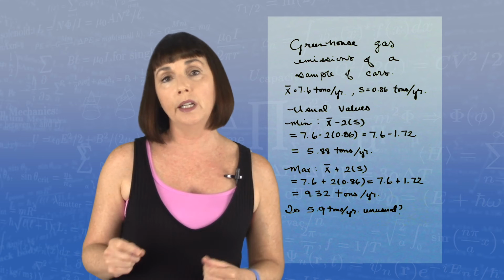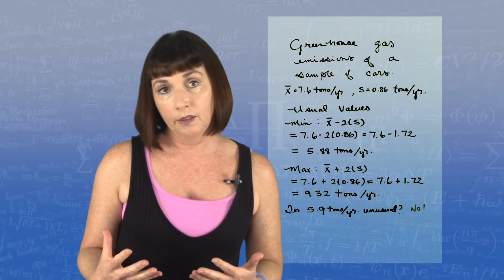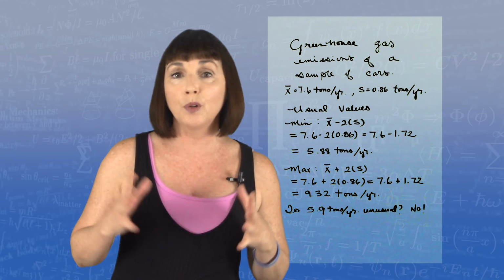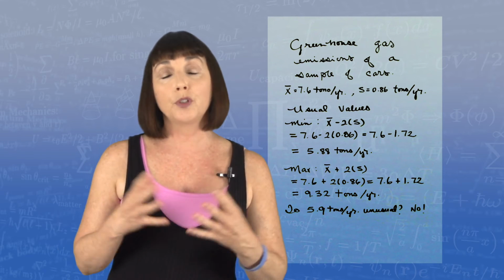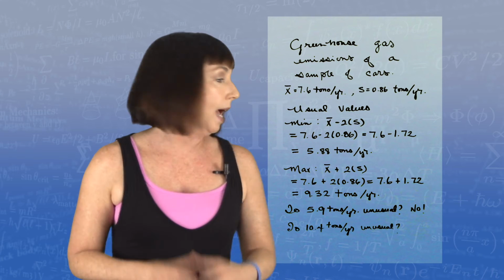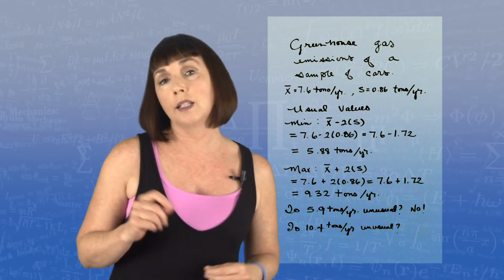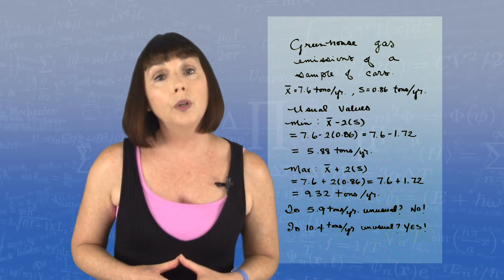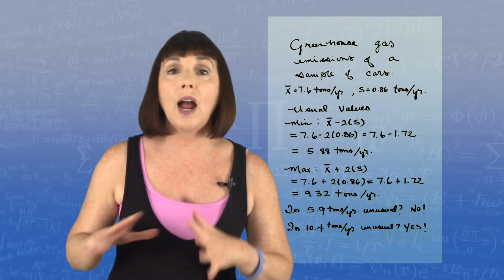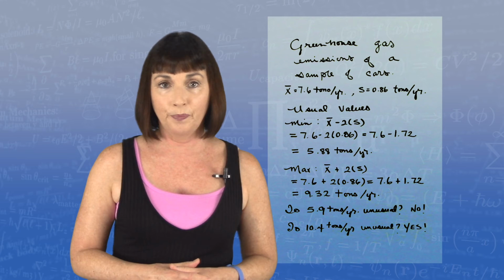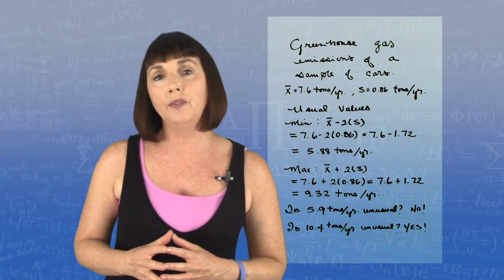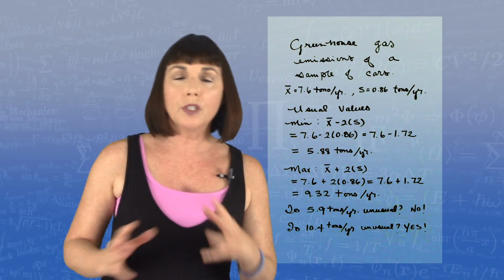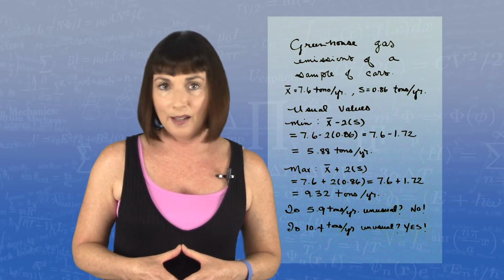Is 5.9 tons per year unusual? No, it would not be unusual because that would be within our range of usual values for this data set. What about 10.4 tons per year? Would that be considered unusual? Yes, it would, because that's outside our range of usual values. So we can use standard deviation in this way to give us a sense of where most of our data values are likely to lie.